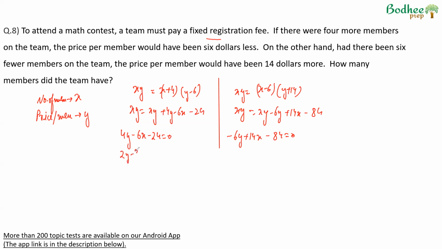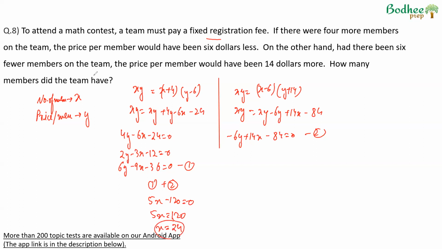So 2y minus 3x minus 12 is equal to 0. Multiply by 3: 6y minus 9x minus 36 is equal to 0. This is equation 1. This is equation 2. Adding equation 1 and equation 2, 6y minus 6y cancel. 14x minus 9x is 5x. Minus 84 minus 36 is minus 120. Which means 5x is equal to 120, or x is equal to 24.